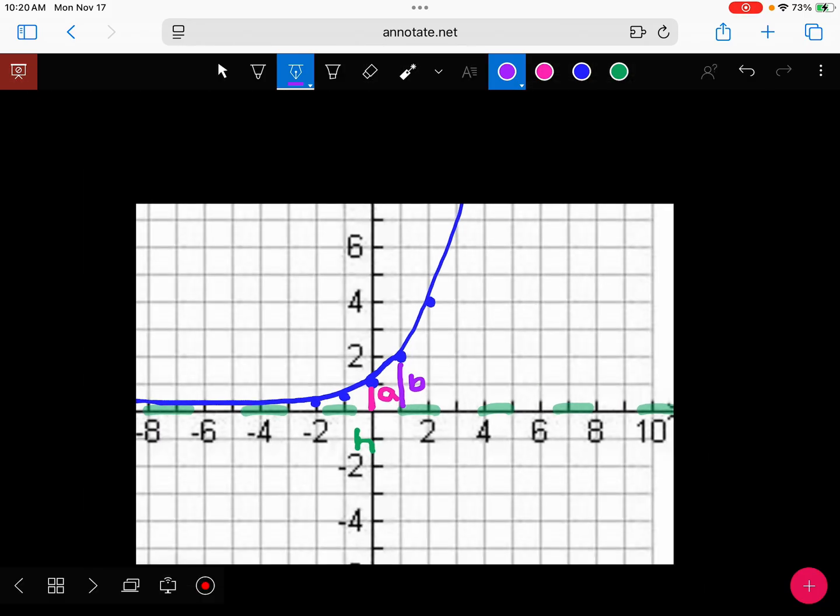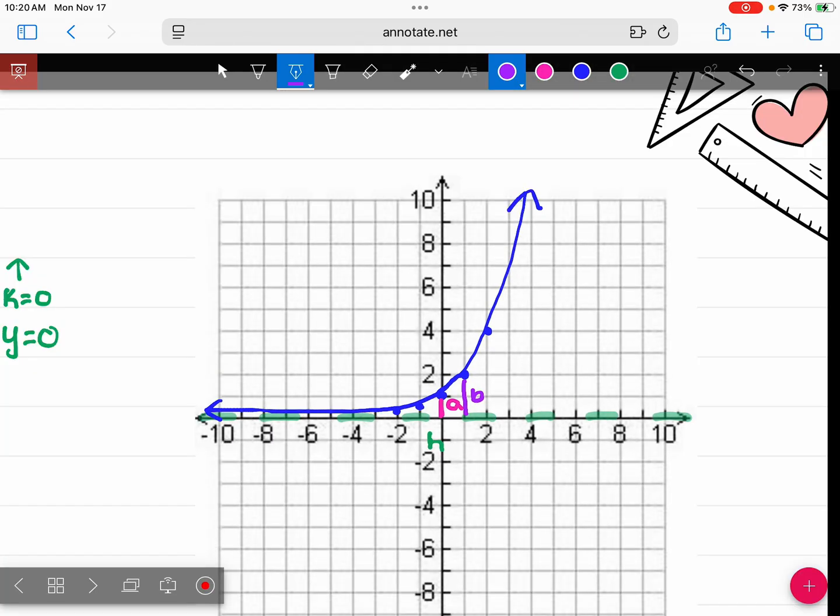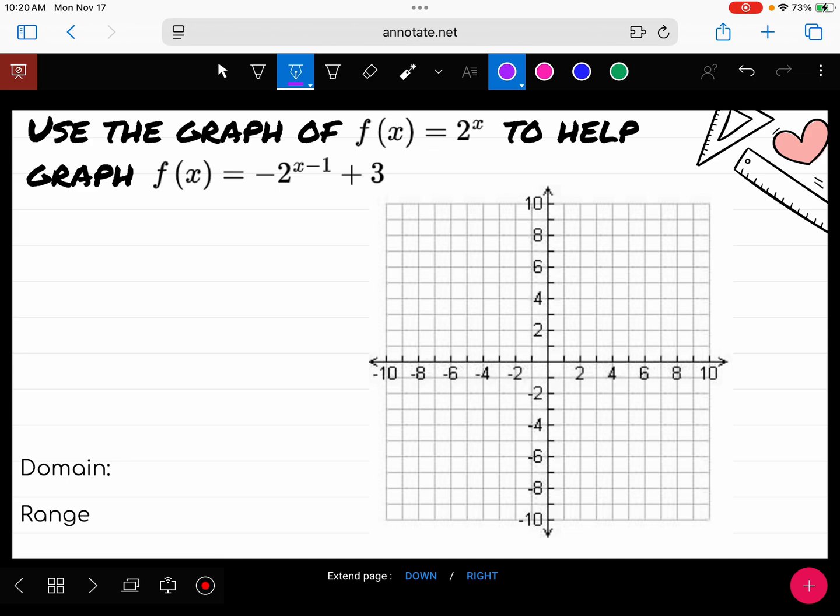So our next one that we're going to do is a transformation on 2 to the x. So we're going to use this as our parent function for the next one. We're going to graph minus 2 to the x minus 1 plus 3. And we're going to do this full graph.